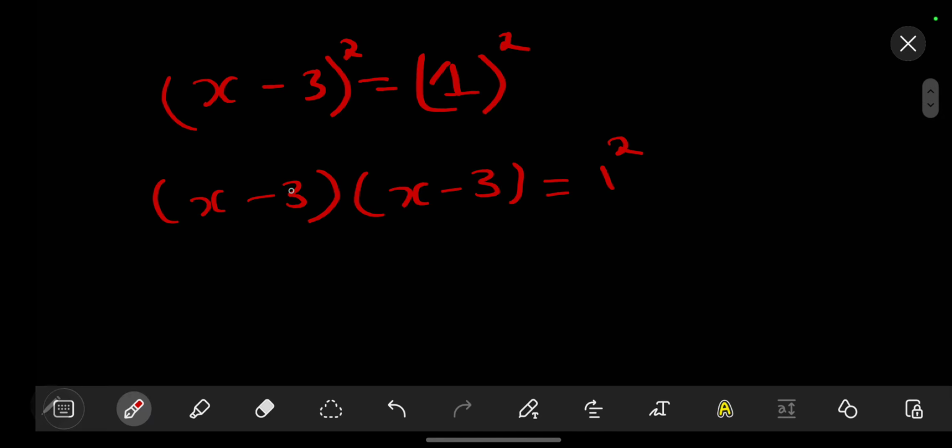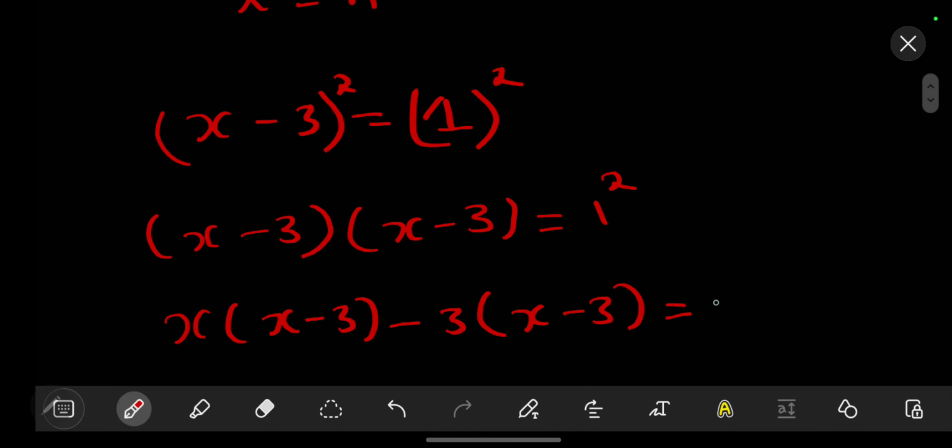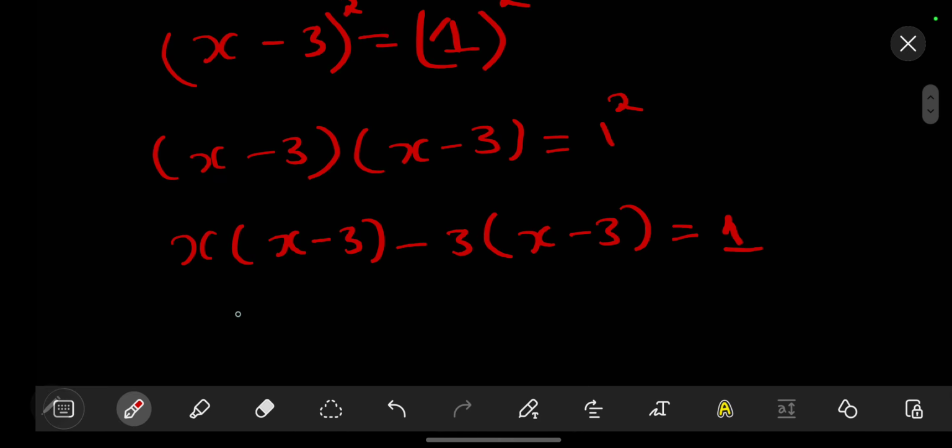To expand this, x multiplies everything in the other bracket, so this will be x(x minus 3). Then the second number, minus 3, multiplies everything there, so we have minus 3 times (x minus 3), equal to positive 1. So x times x is x squared. x times negative 3 is minus 3x. Then negative 3 times x is minus 3x. Negative 3 times negative 3 is plus 9, which should be equal to 1.